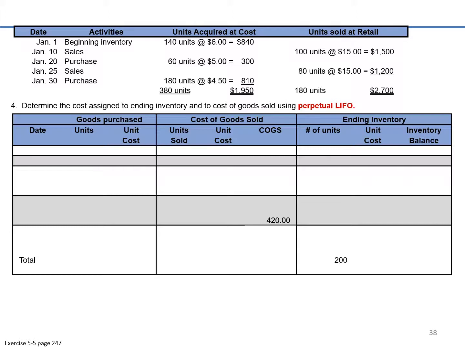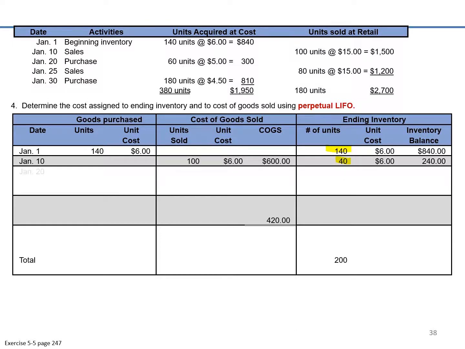All right, under perpetual LIFO, we're going to sell the last units first, but we are going to sell the last units that were purchased just before each sale rather than waiting until the end of the month under the periodic system. So start with January 1st. We have 140 units at $6. It's all in our ending inventory. We didn't make any sales on January 1st, right? Then on January 10th, we sold 100 units. Last in, first out. Well, the last units we had were this 140. So we're going to sell 100 of those at $6, which means we have 40 left at $6.